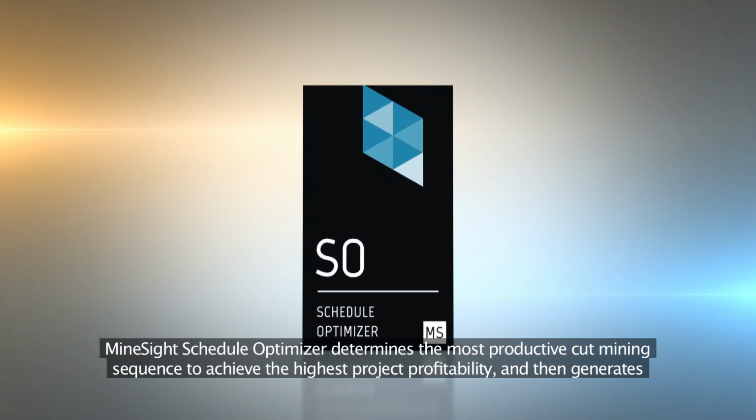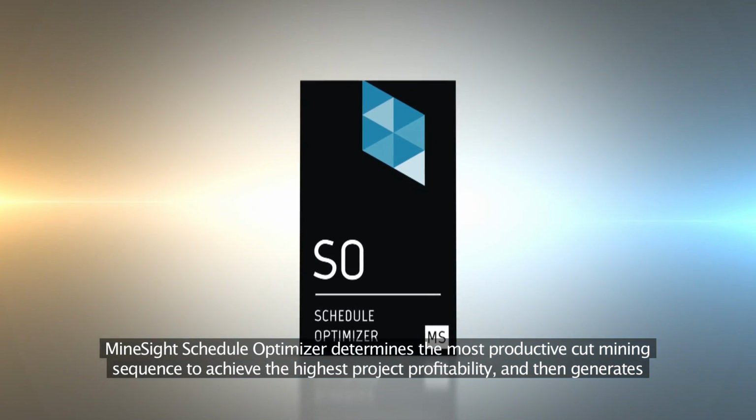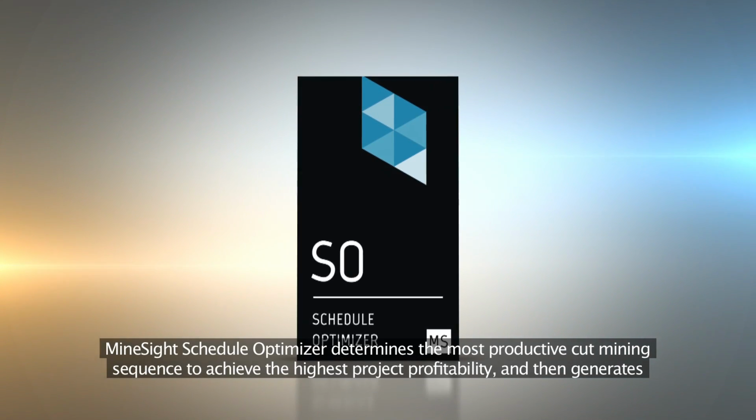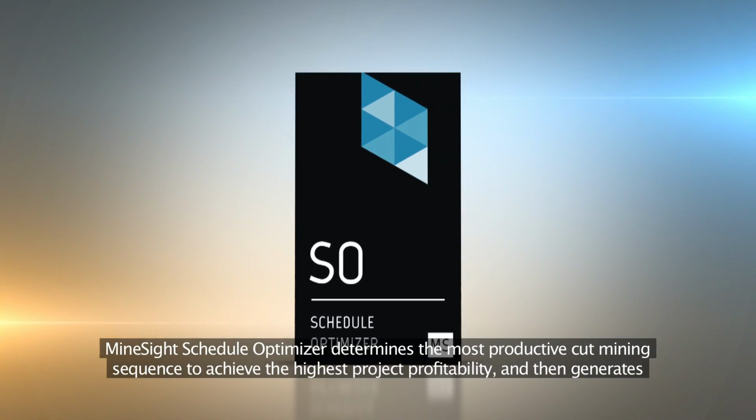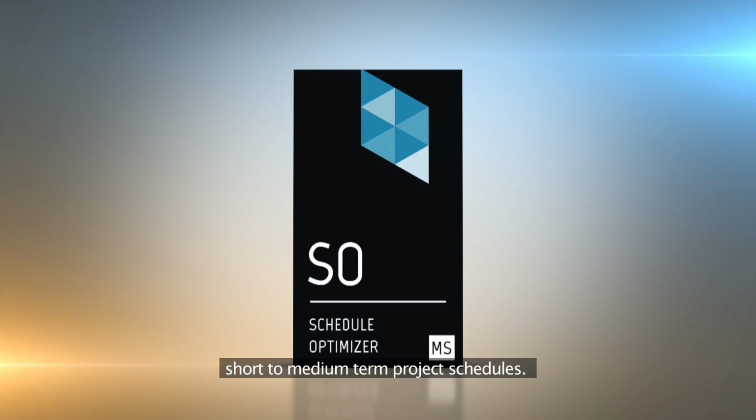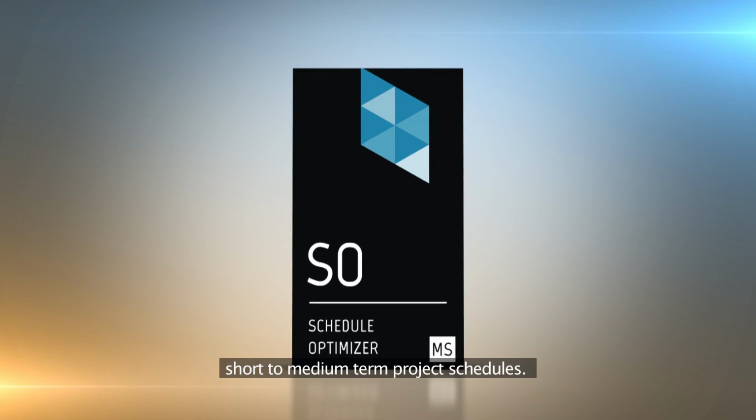MineSight's Schedule Optimizer determines the most productive cut mining sequence to achieve the highest project profitability, and then generates practical short to medium-term project schedules.